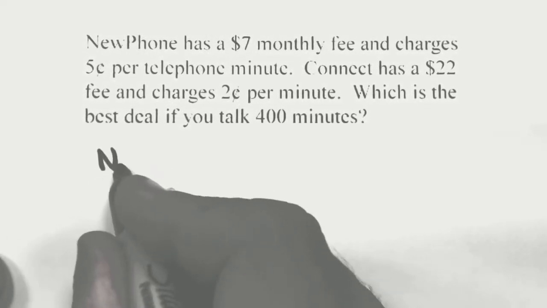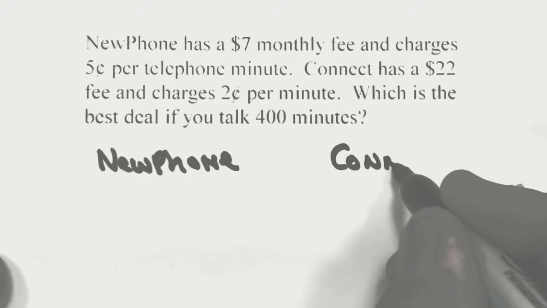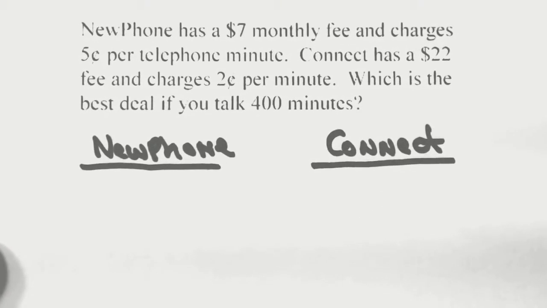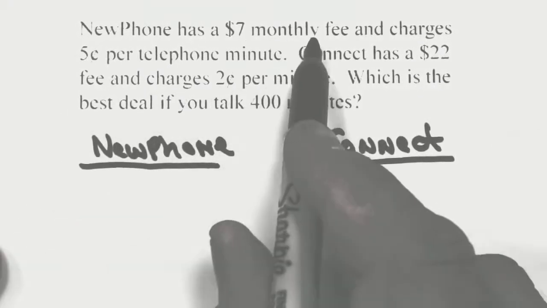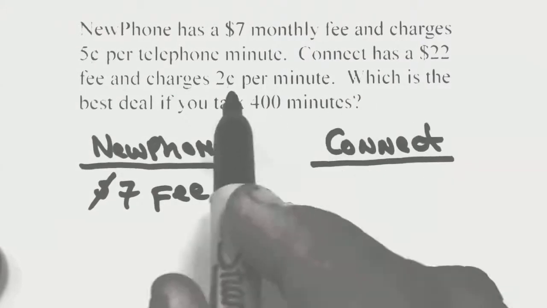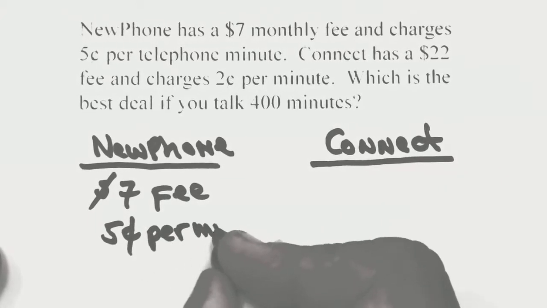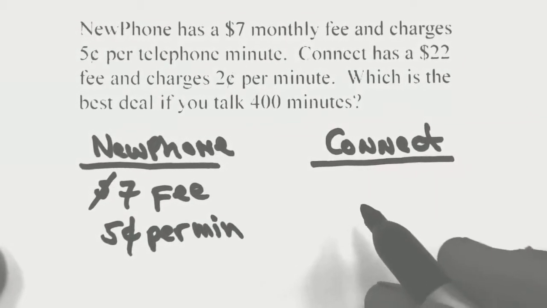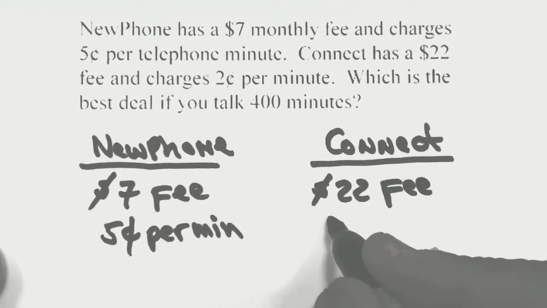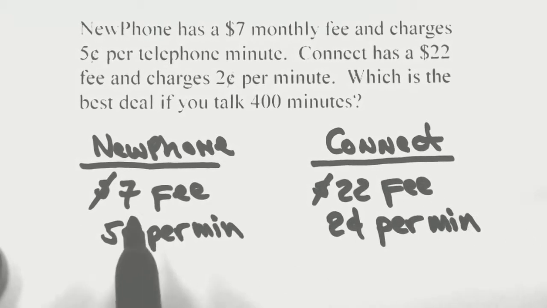We've got the two companies. One of them's New Phone, and the other one happens to be Connect. Now, what we're going to do is jot down underneath each of these what their costs are, and then we'll build up from that. Okay, New Phone has a $7 monthly fee, so $7 fee, and it charges 5 cents per minute of your phone calls. Okay, Connect, on the other hand, has a $22 fee for the month, but it only charges 2 cents per minute.